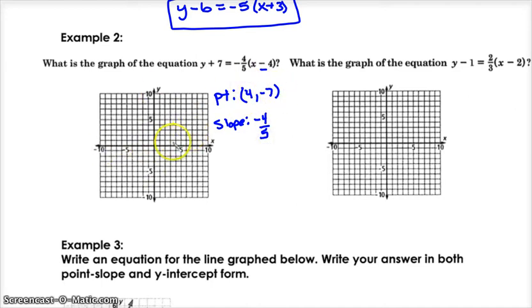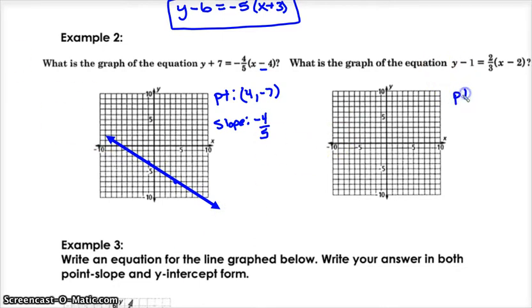So I move over here to my graph. I'm going to put a point at 4, -7: 1, 2, 3, 4, and then down -7, it's 5, 6, 7. And from there, I'm going to move my slope. So my slope is -4/5. If I go down 4, 1, 2, 3, I run out of room. So instead of going down, I'm going to go up 1, 2, 3, 4, and then I have to go to the left, 1, 2, 3, 4, 5. Right? Then I can connect those 2 points with a straight line. Boom.